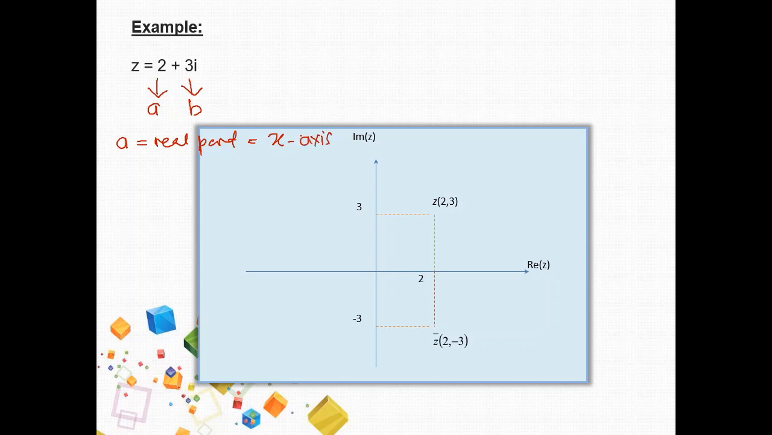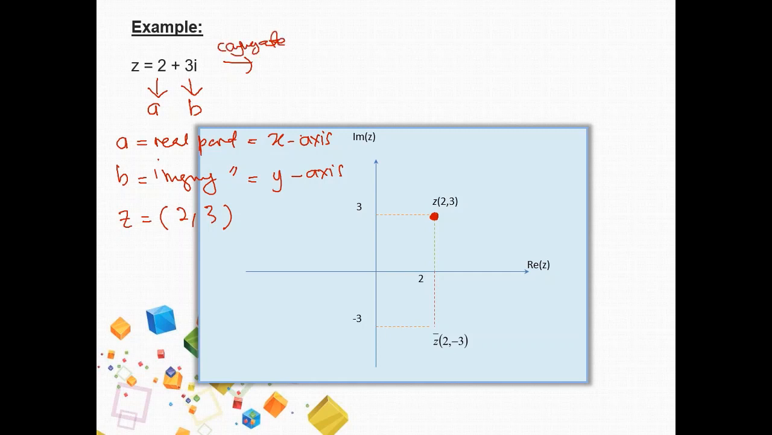Okay, so b is our imaginary part, plotted on the y-axis. So this will give us coordinate (2, 3) because we have positive b. When we plot this on the Cartesian coordinate, where is (2, 3)? 2 is here, 3 is here, so this is our z.